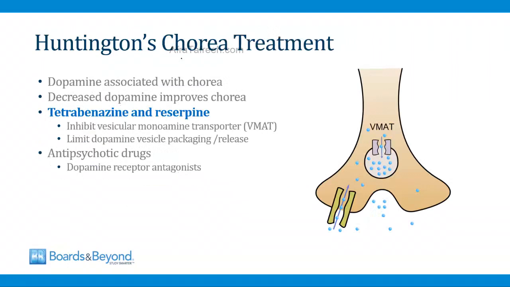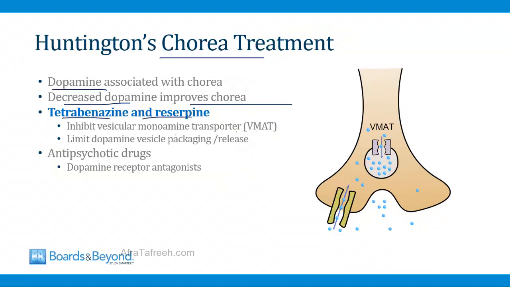There's no cure for Huntington's disease, but you can treat the chorea. And the idea behind these treatments is that dopamine levels in the central nervous system are associated with chorea, and if you can decrease central nervous system dopamine, the movement symptoms of Huntington's will get better. The two drugs that are used for this purpose are two very old drugs called tetrabenazine and reserpine.